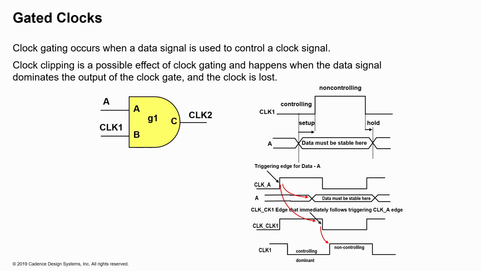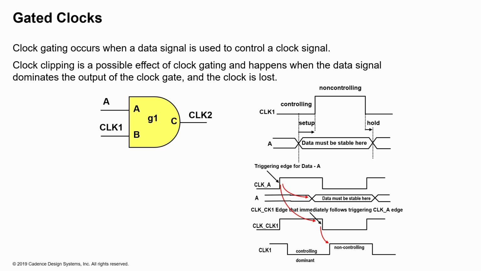Gated clocks are actually quite common and can help reduce dynamic power dissipation, especially when you have a lot of flops in your design and you want to be able to control the switching of the flops. You can actually turn off the clock to those flops, and therefore save on dynamic power for your design. Now, in the case where you have gated clocks, the data signal, which is the signal A in this example, is the enable that actually enables or disables the clock that goes to clock 2. And clock 2 is the one that is driving the flops.